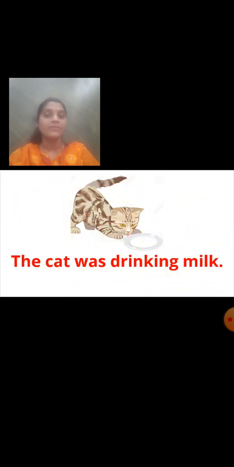Can you see in this picture what it is? It is a picture of a cat. And what is the cat doing? The cat was drinking milk. I repeat the sentence. The cat was drinking milk. Next sentence.